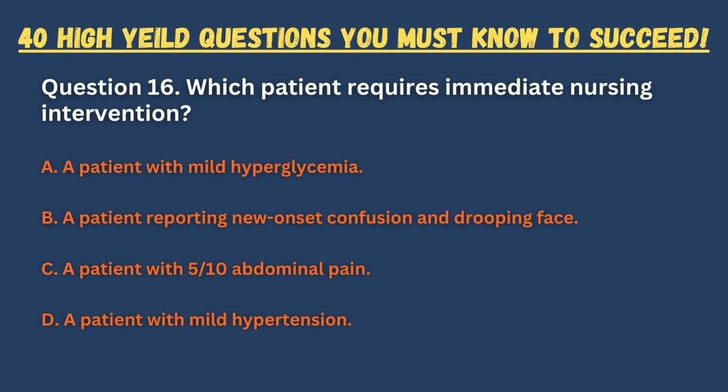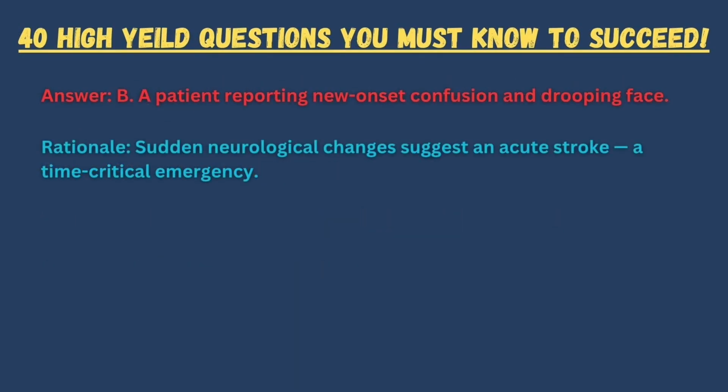Question 16. Which patient requires immediate nursing intervention? A. A patient with mild hyperglycemia. B. A patient reporting new-onset confusion and drooping face. C. A patient with 5 out of 10 abdominal pain. D. A patient with mild hypertension. Answer: B. A patient reporting new-onset confusion and drooping face. Rationale: sudden neurological changes suggest an acute stroke, a time-critical emergency.